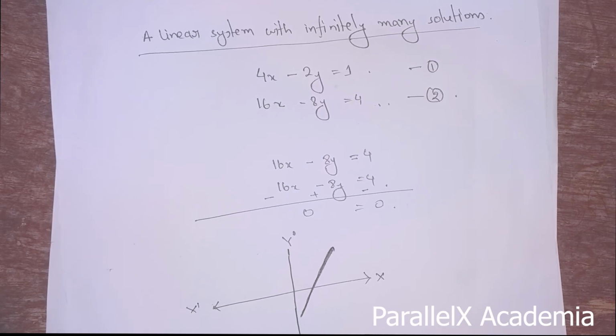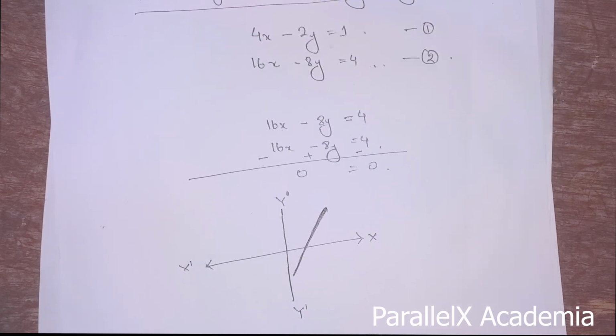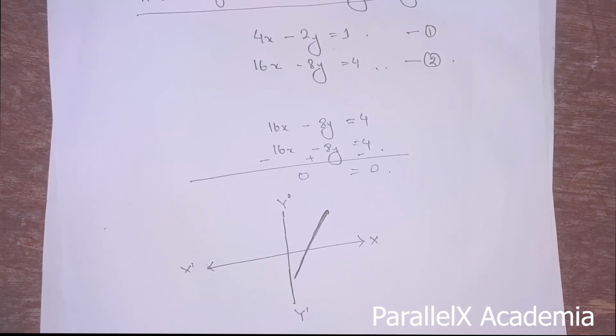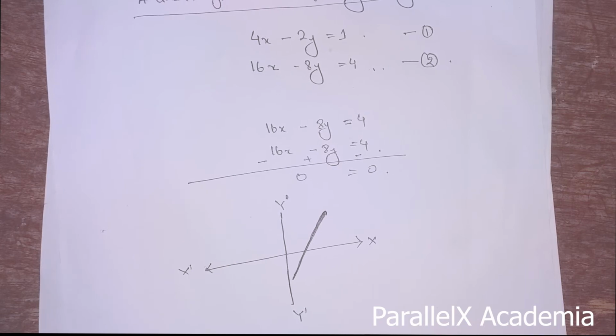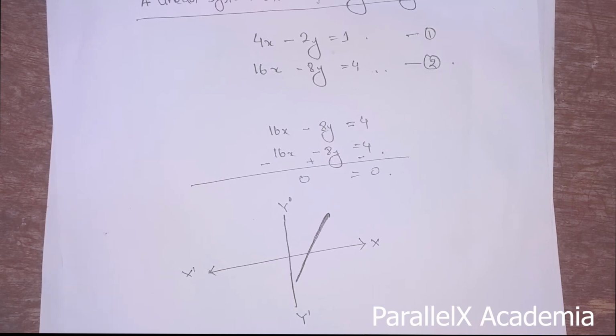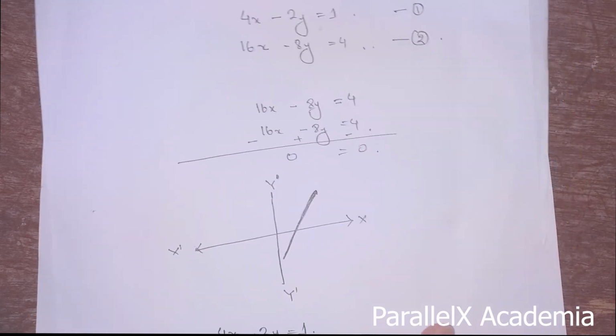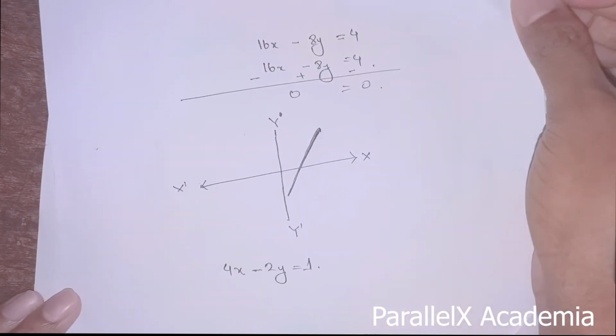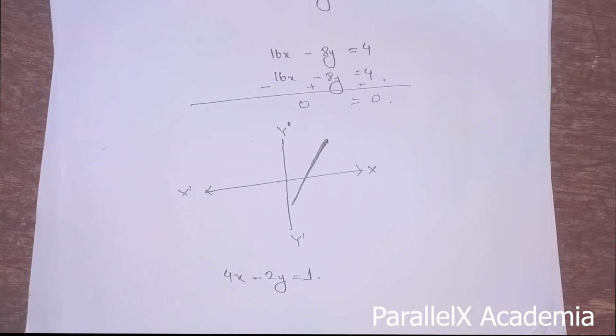Now how can we solve this system? We have only one equation, that is 4x minus 2y equals 1. We need to solve only this equation. If we can solve this equation, then we'll have the answer. And as you know, the two lines are coincident, so this linear system has infinitely many solutions.